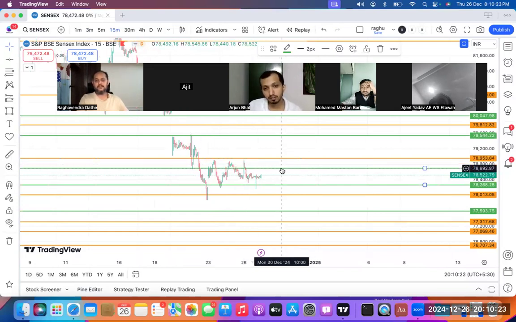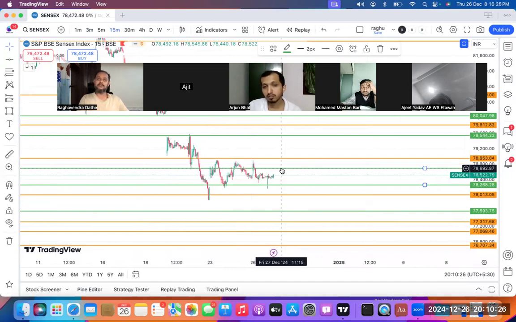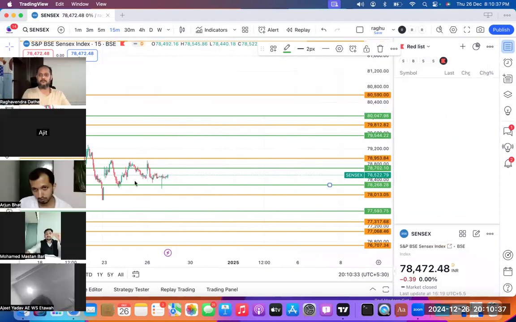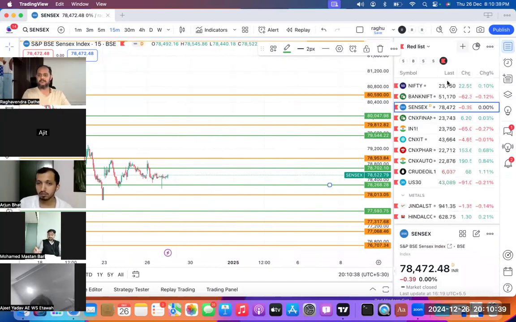Why am I showing you guys indices? Because indices have a lot of variation. The same thing you can use on stocks also. I'll show you, like we bought CG Power.